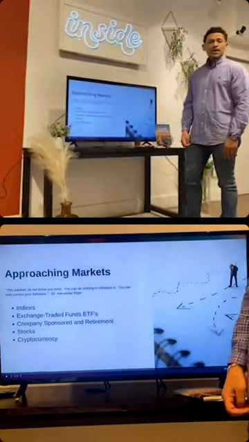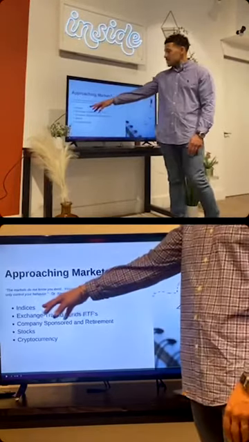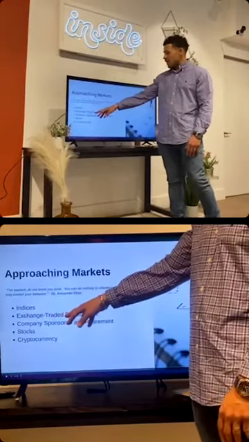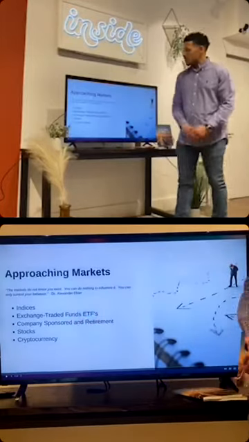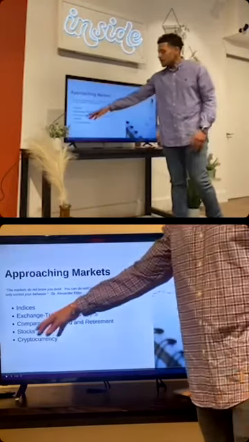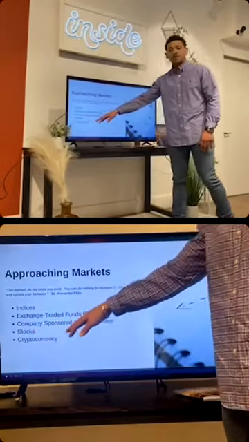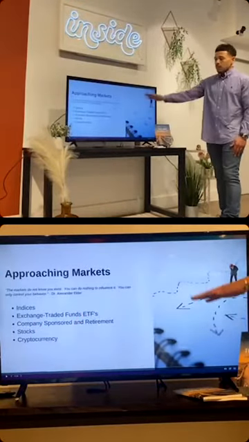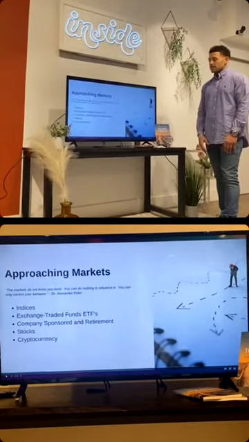So ways that we can approach the markets are through the indices, through exchange-traded funds, through company-sponsored retirement plans, through private stock trading or private cryptocurrencies. These are all different ways that you can approach the markets.